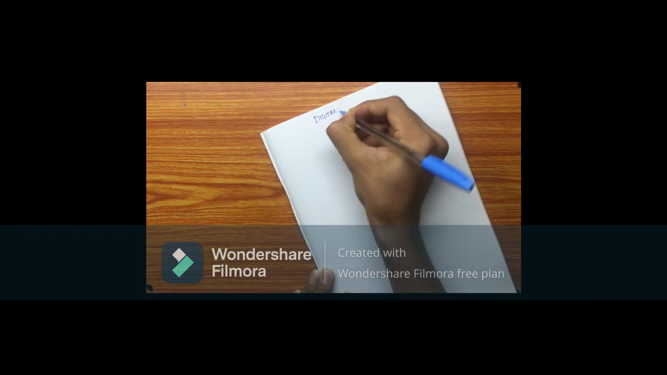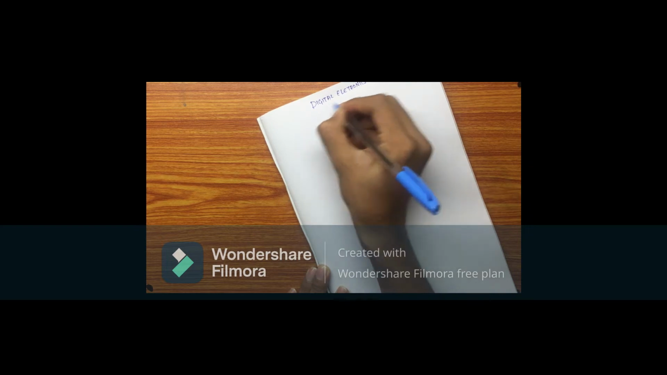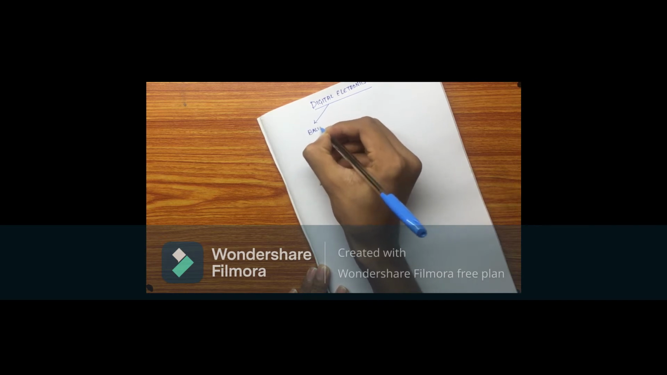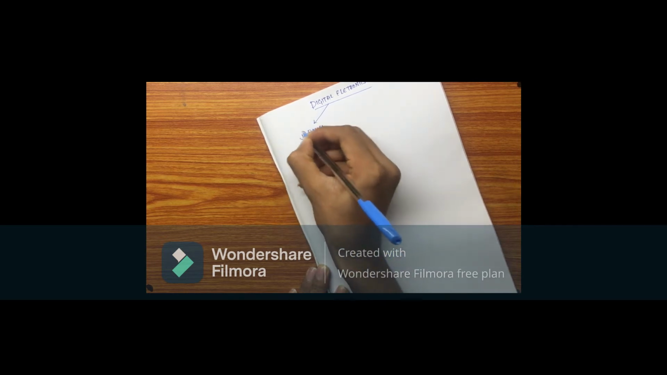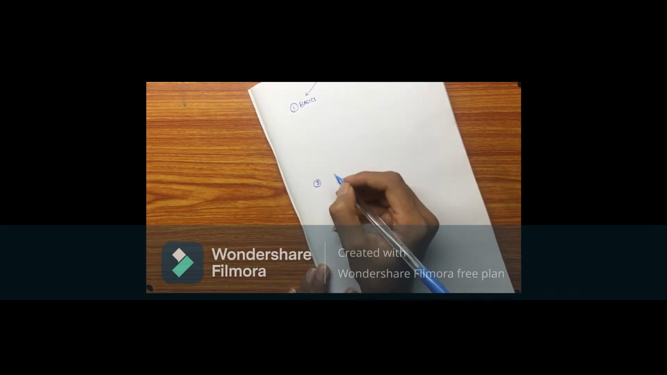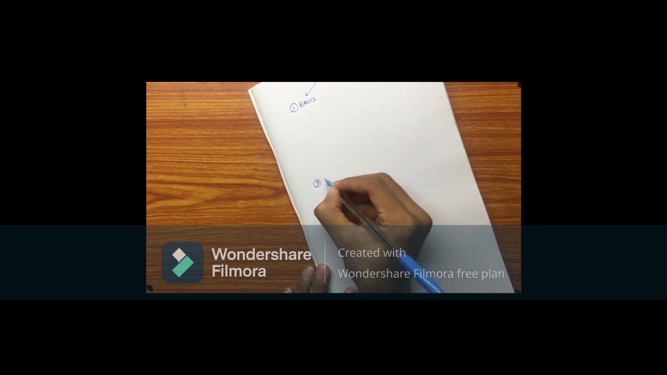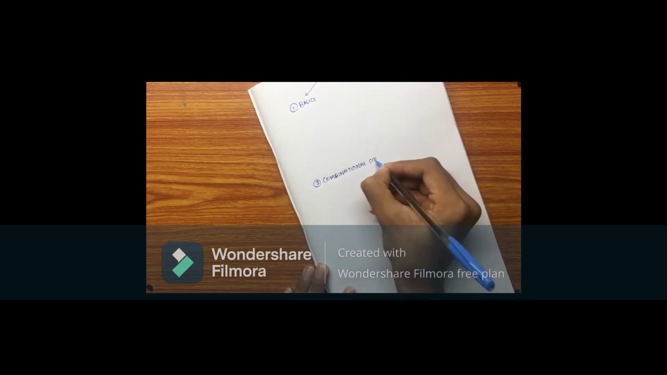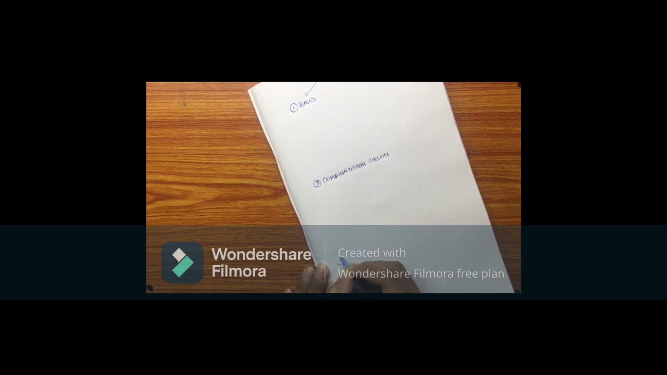In Digital Electronics, we are going to see this course in three parts. We will see the basics. This is the first thing, and then we will see combinational circuits, then we will see sequential circuits.